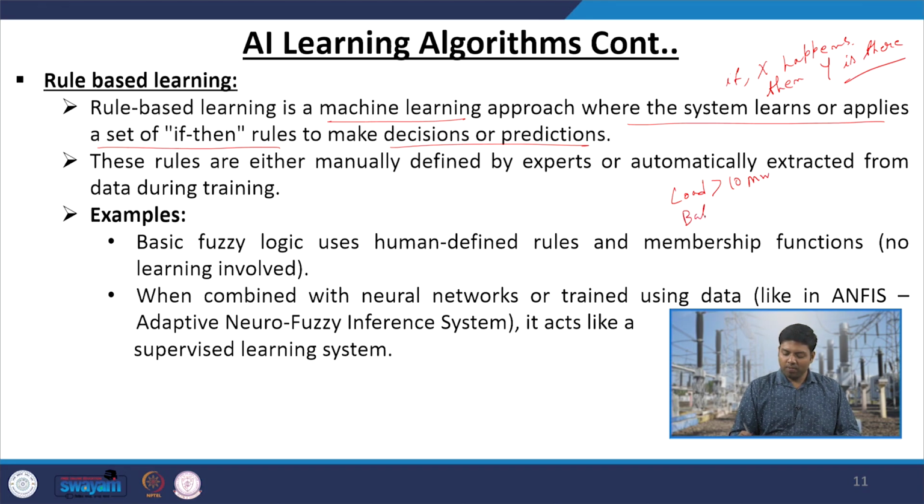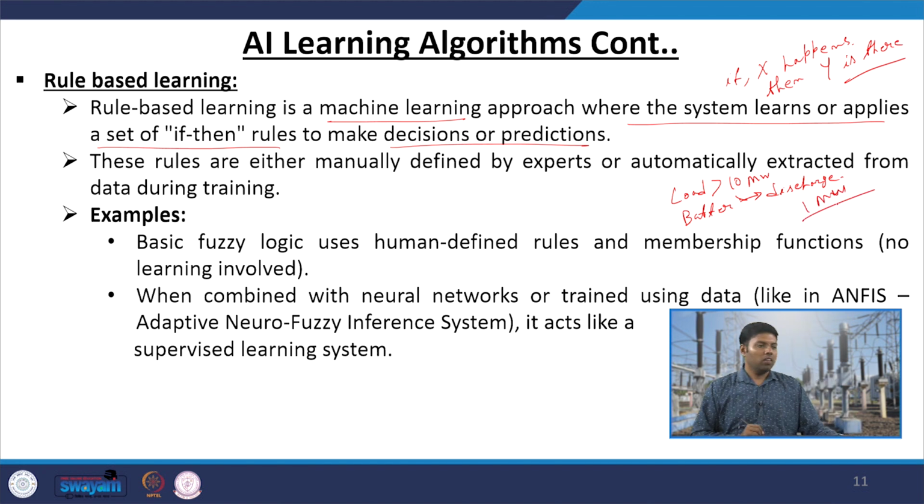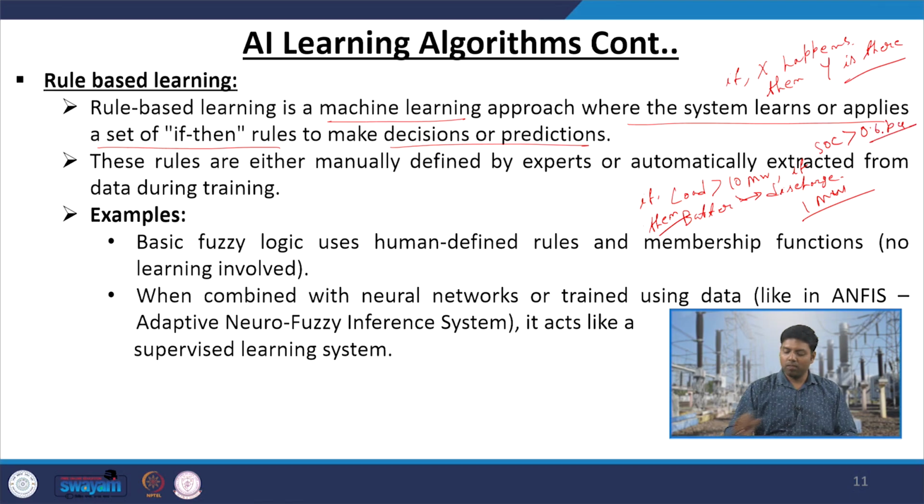your battery will discharge, let us say 1 megawatt. Again, this is the if, and this is the then, and here you will also have an if rule that your SOC level is greater than, let us say, 0.6 per unit. So, we set 2 if rules and then a then, or a decision rule.